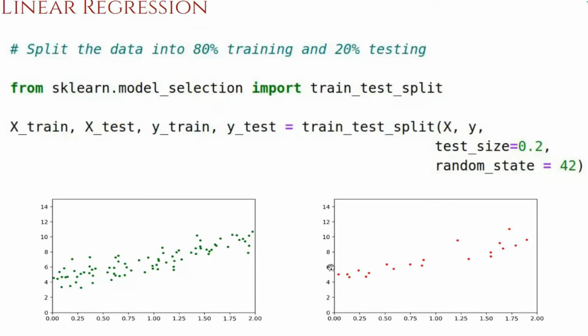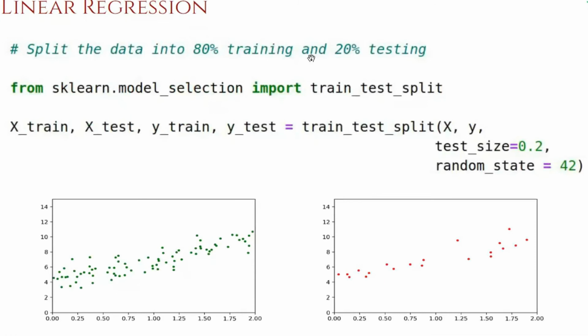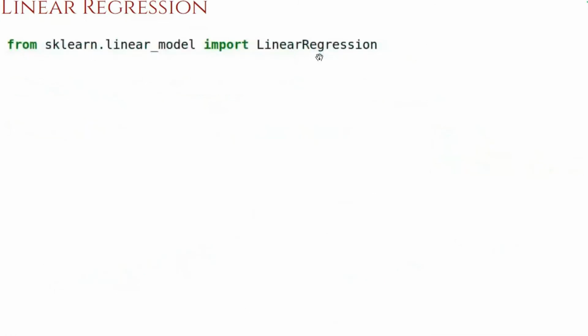So this is how it looks. This is the training data, and this is the testing data. The 80% training, 20% testing, corresponding to x and y. And once you have your training and testing data, the question is, how do we actually solve this using a linear regression model?